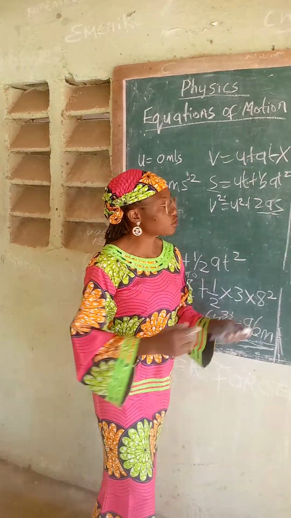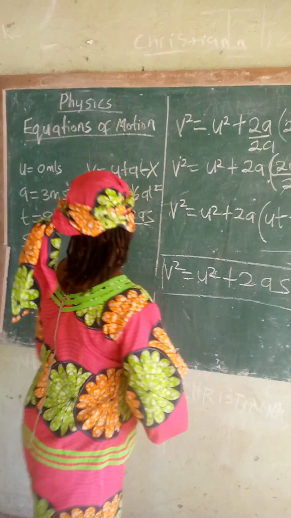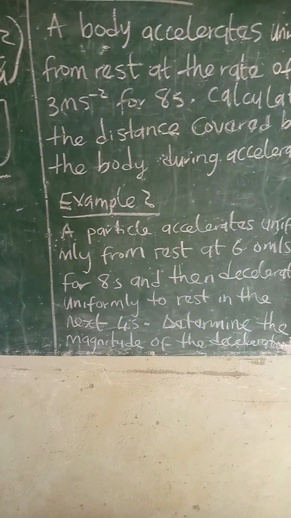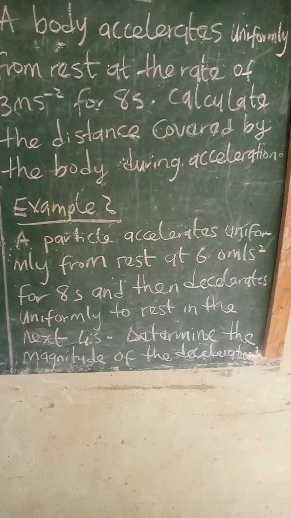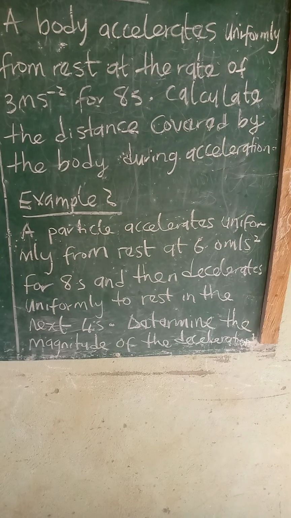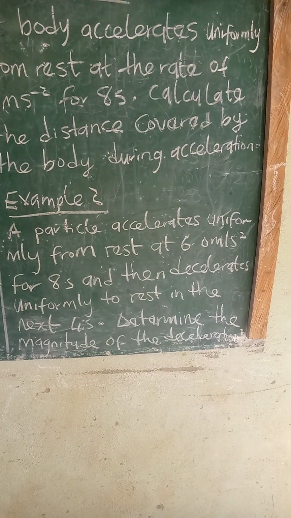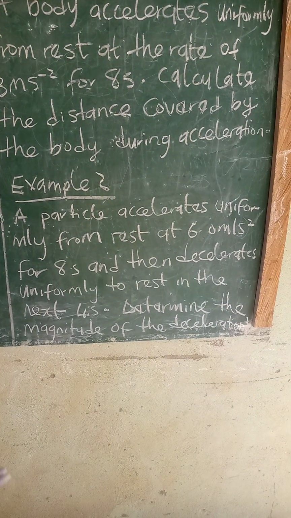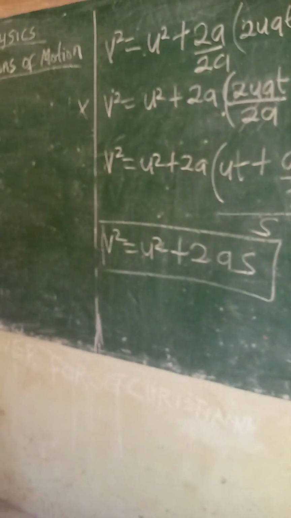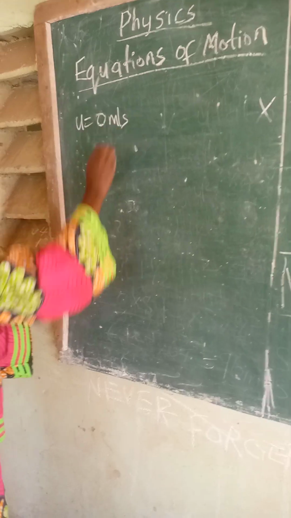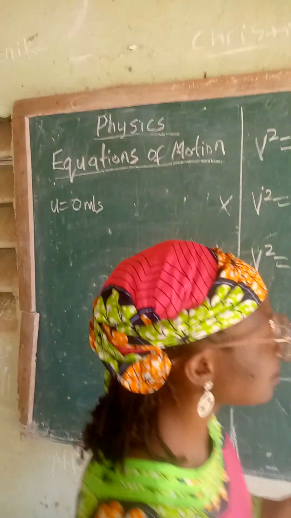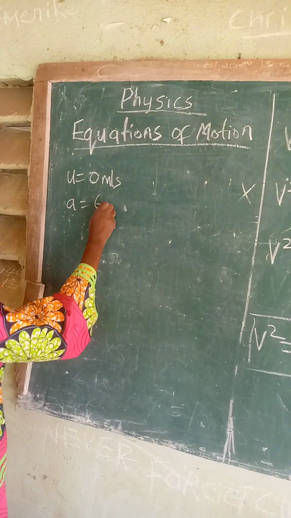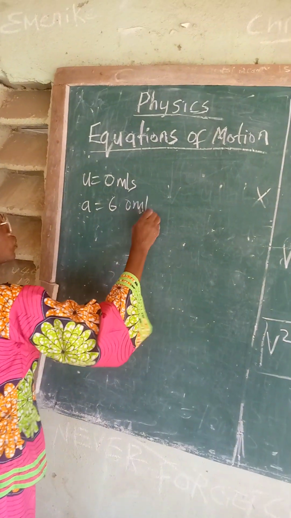So we are going to go into example 2. Example 2: a particle accelerates uniformly from rest. So it means u is going to be 0. When you hear the word rest, you know it's starting from 0. At 6 meters per second square. So A is equal to 6 meters per second square.